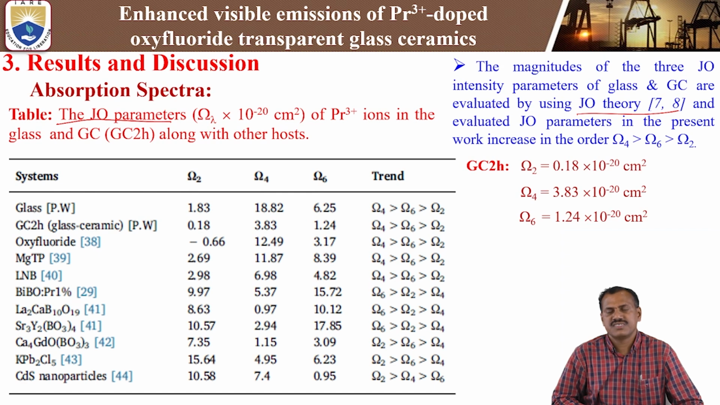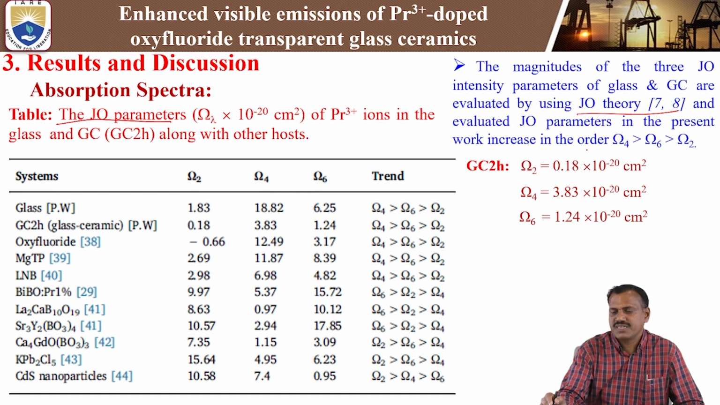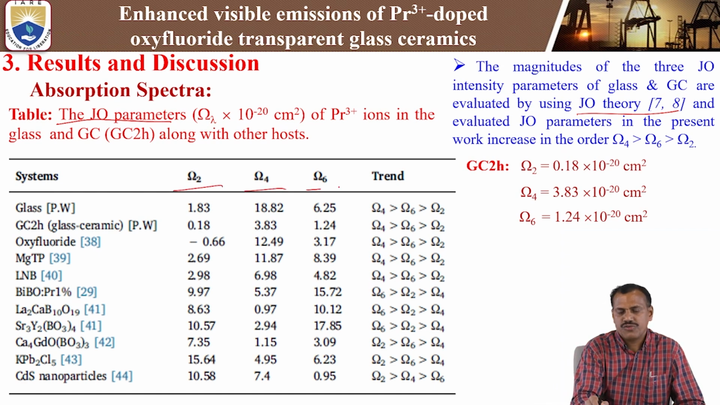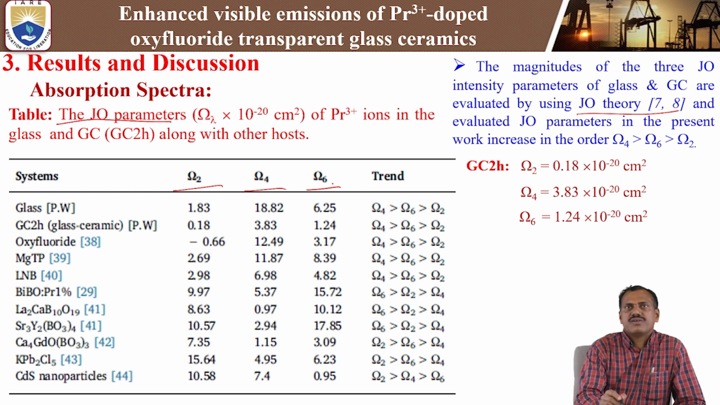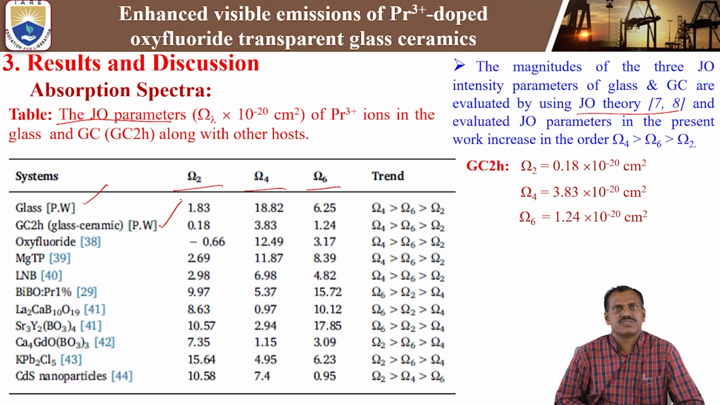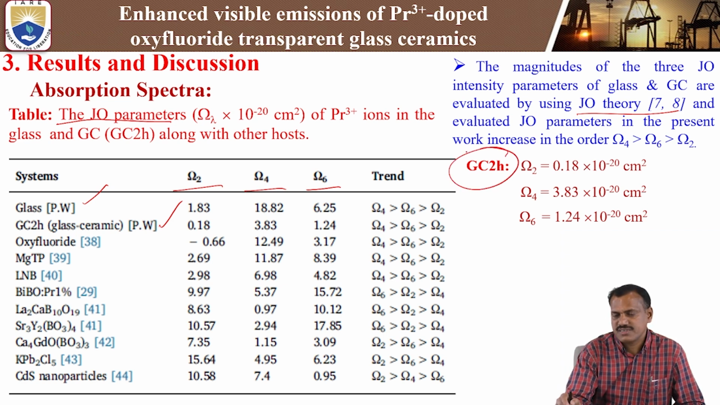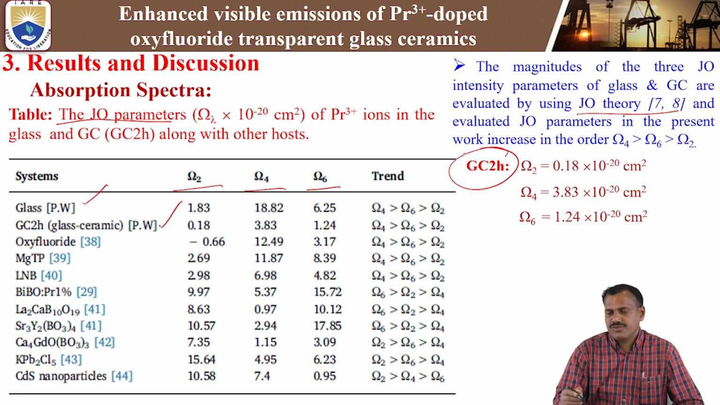References 7 and 8 were used to calculate the JO parameters, that is the omega 2, omega 4, omega 6 values. They measured the intensity parameters for glass as well as glass ceramics. These are for the present praseodymium 3+ doped oxyfluoride transparent glass ceramics. In particular, for the glass ceramics the intensity parameter values are: omega 2 is 0.18 ×10^-20 cm², omega 4 is 3.83, and omega 6 is 1.1.